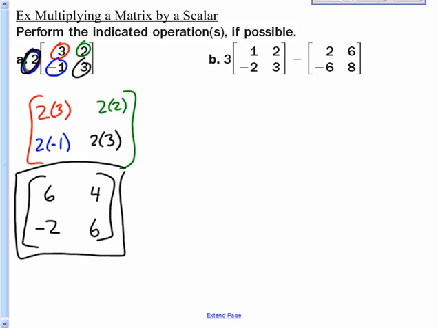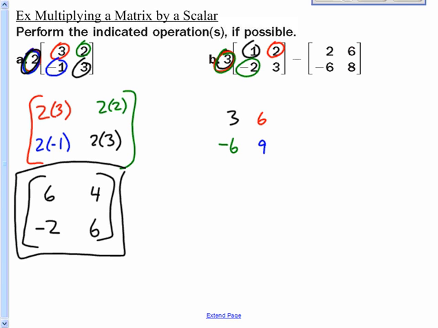Now let's do a combination of scalar multiplication as well as subtraction here. So let's take the 3 in front by each of those terms. So 3 times 1 is 3. 3 times the next one, 3 times 2 is 6. 3 times 2, 6. 3 in front times the -2, -6, and 3 times the 3 there, 9.